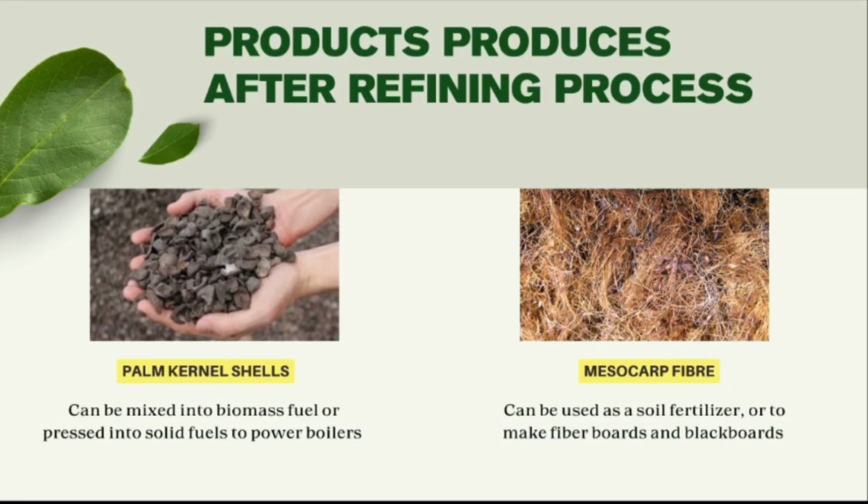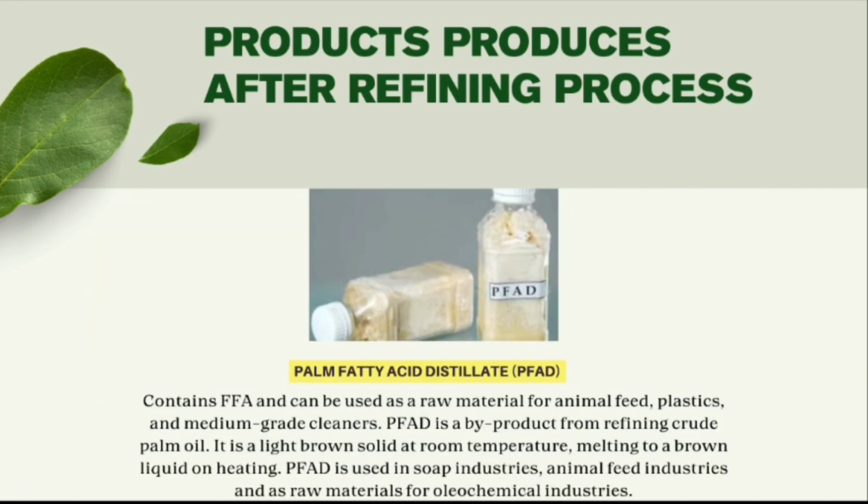Next, products produced after the refining process. Palm kernel shells. Palm kernel shells can be mixed into biomass fuel or pressed into solid fuels to power boilers. Next, mesocarp fiber. Mesocarp fiber can be used as a soil fertilizer or to make fiber boards and backboards. Palm fatty acid distillate, PFAD. PFAD contains FFA and can be used as a raw material for animal feed, plastics, and medium-grade cleaners.